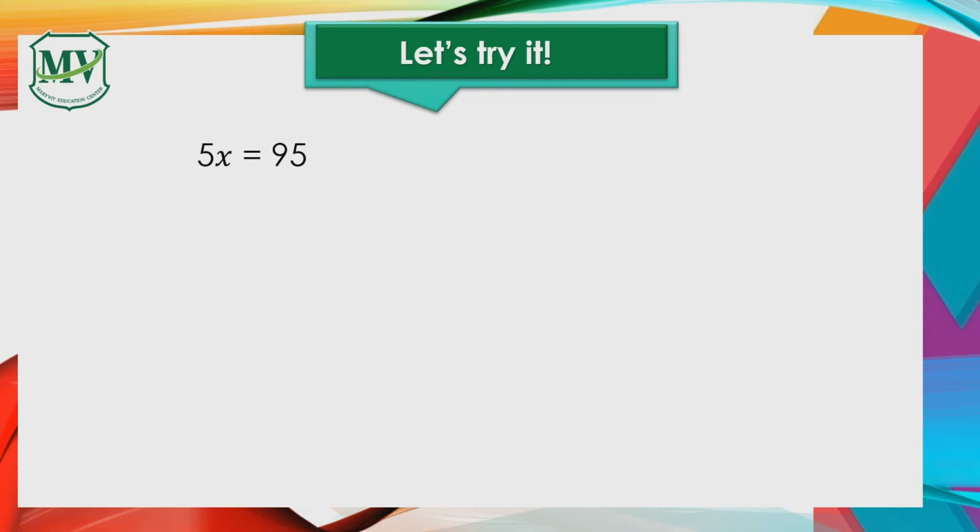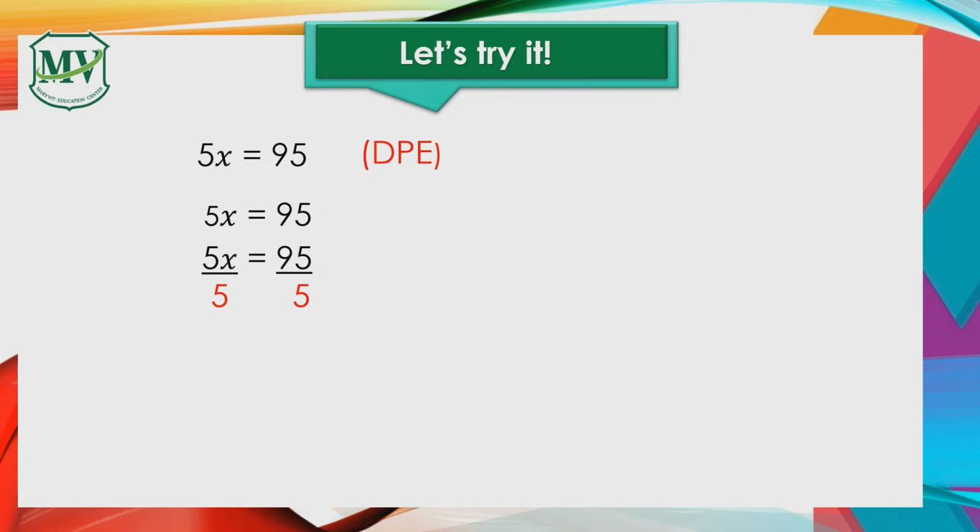5x is equal to 95. In this equation, we are going to use the division property of equality. First, let's copy the equation. Then, the division property of equality allows us to divide 5 from both sides of the equation.